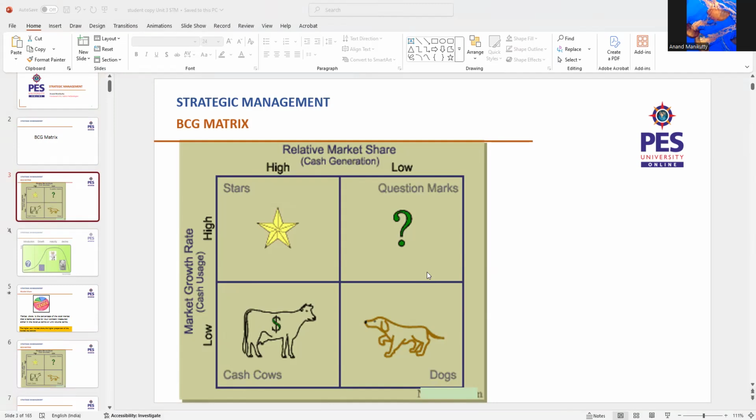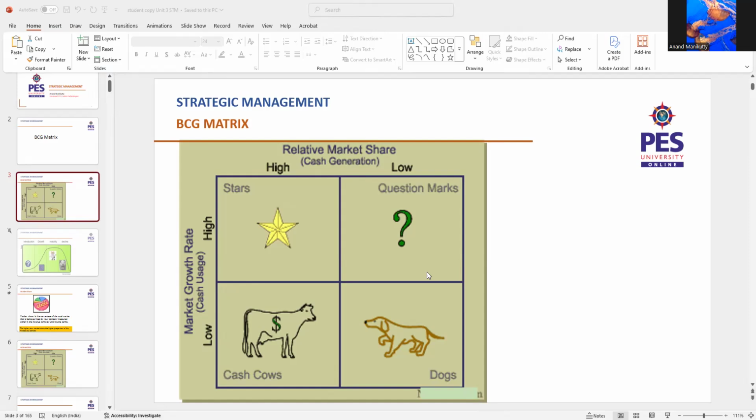First I'll give the essence of each, and only after that we'll add examples. Let's start with the stars. Number one, the stars. High growth, high market share. Stars live in fast growing markets and they are leaders in those markets. They need investments to keep their lead, but they can also become the company's future profit engines. One sentence mnemonic: a star is your future cash cow.